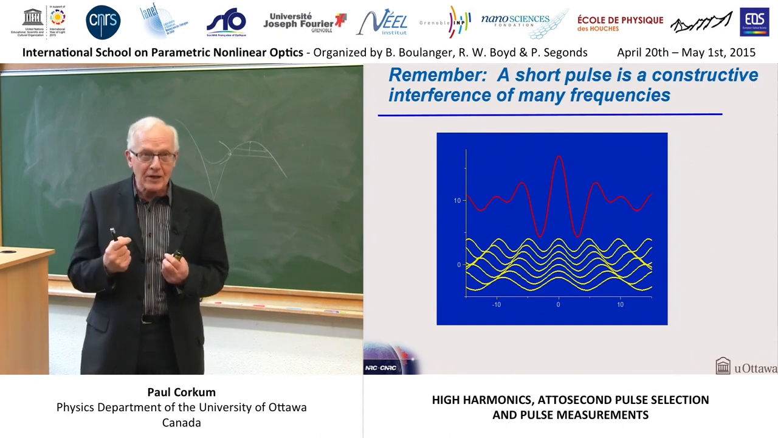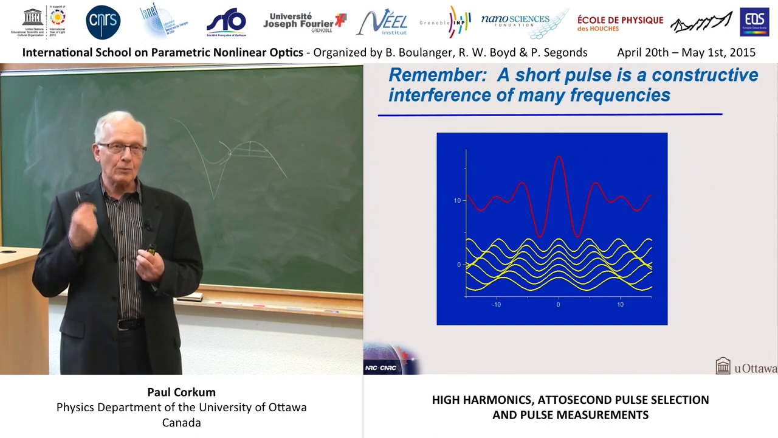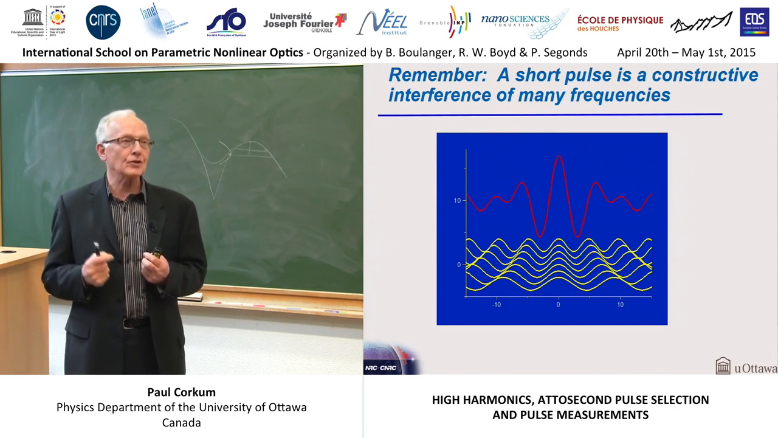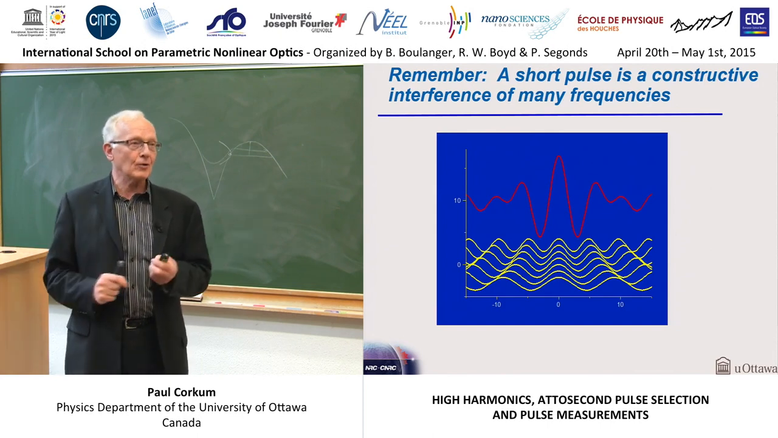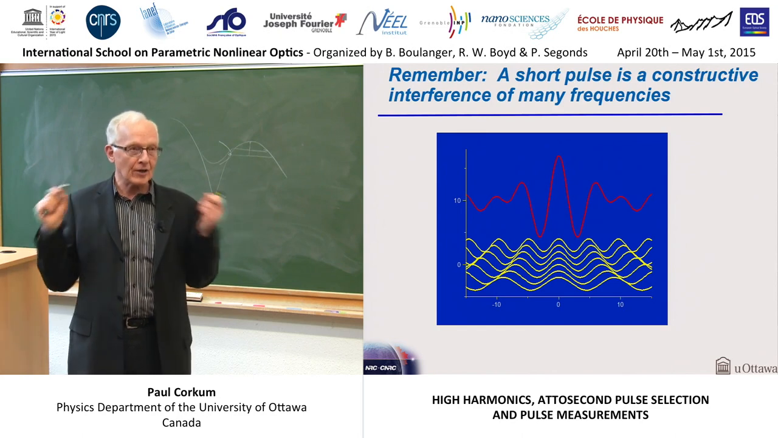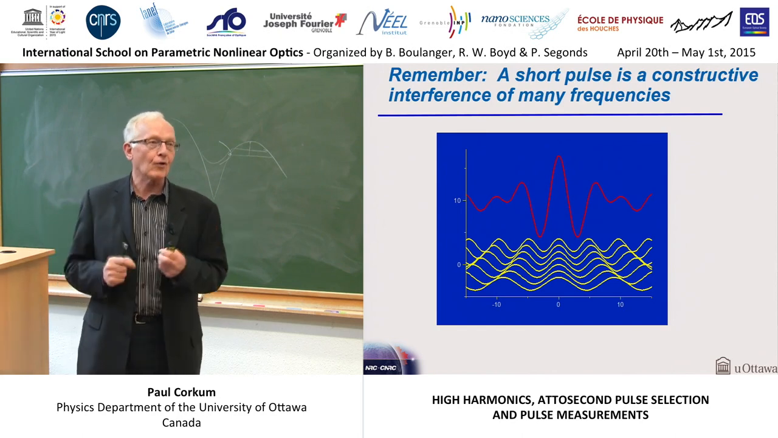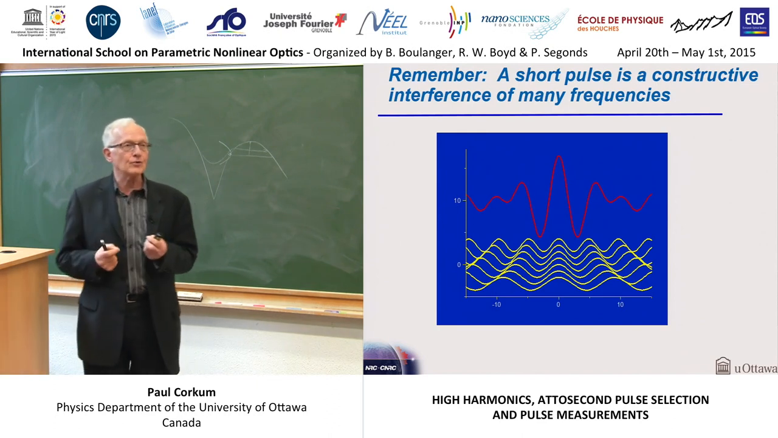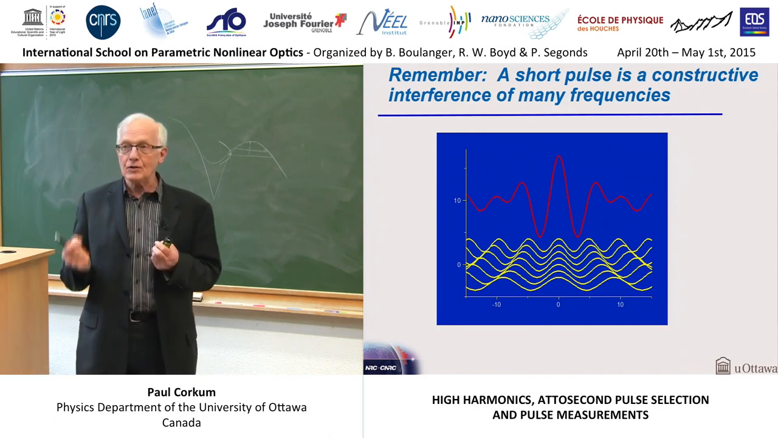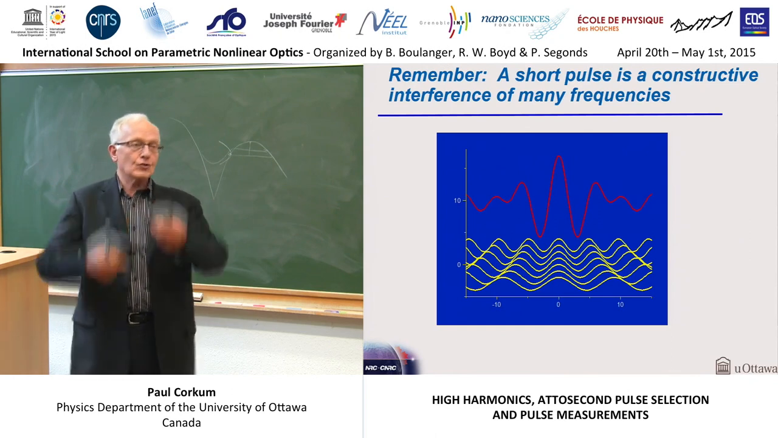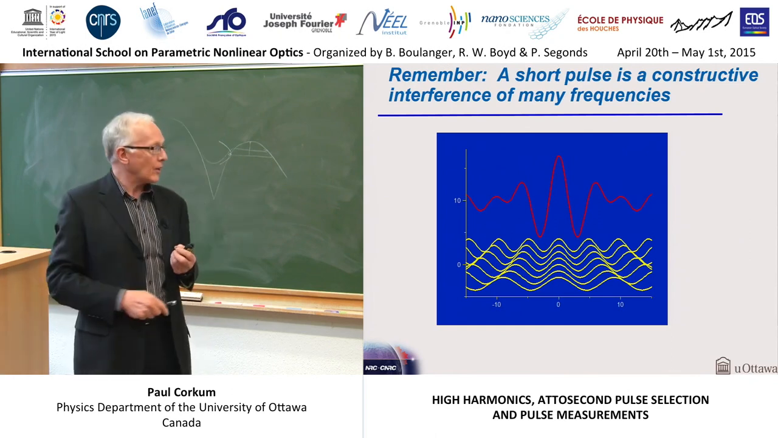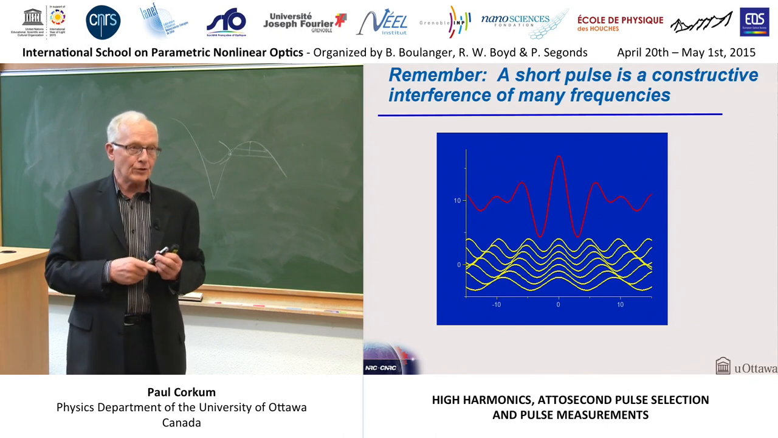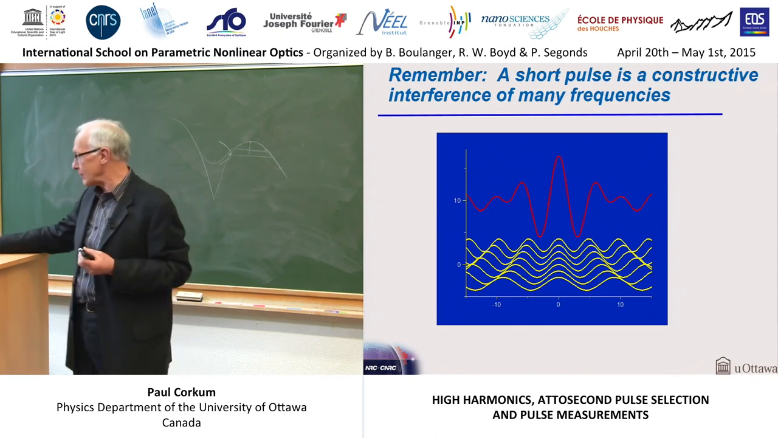I want to emphasize again that a short pulse is just an interference in time. There's nothing nonlinear in it. The only nonlinearity comes from making it, or measuring it, but not in its existence. It's just an interference in time. You're adding many different frequencies together, just adding them up and seeing what they look like, and that's what a short pulse is. Okay?